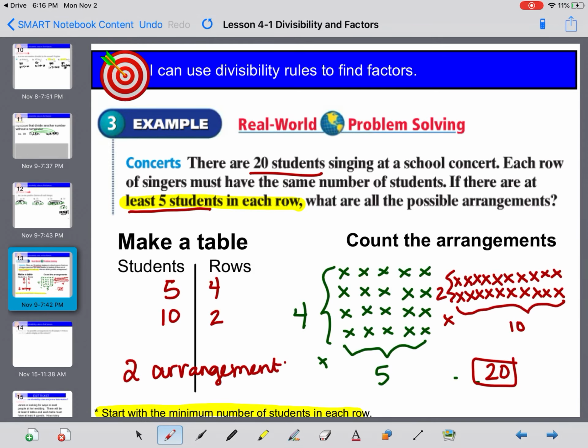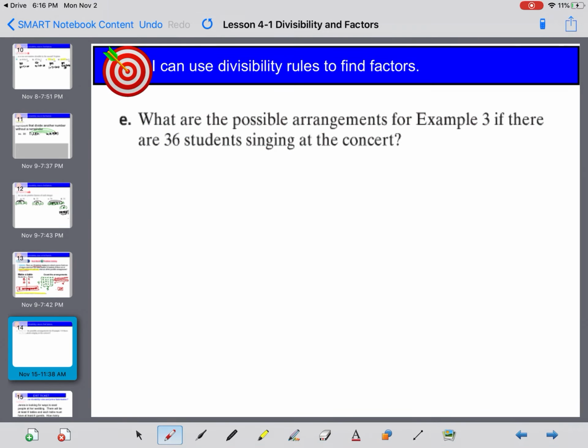Okay? Let's try another one. What are the possible arrangements for the previous example if there are 36 students singing at the concert? So there are 36 students at the concert, and then remember, 5 students minimum in each row. So some people like to do a table.